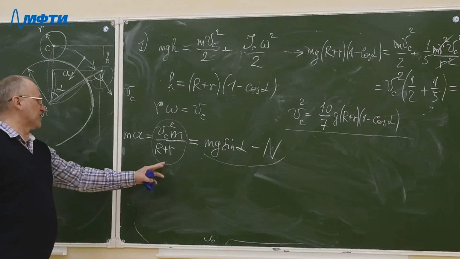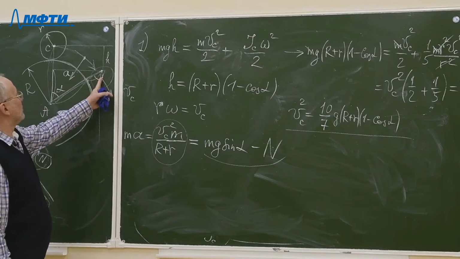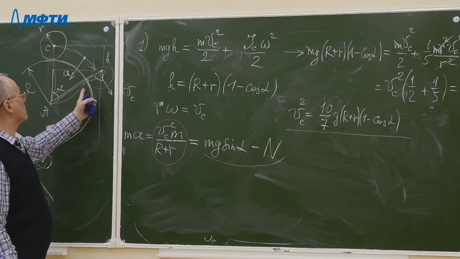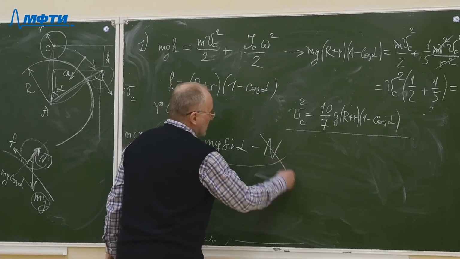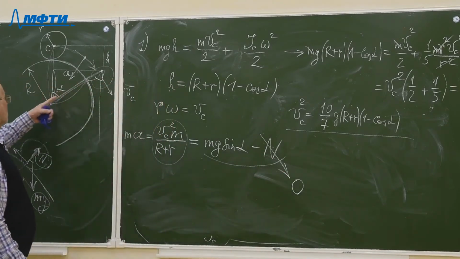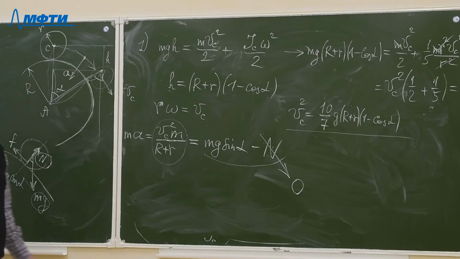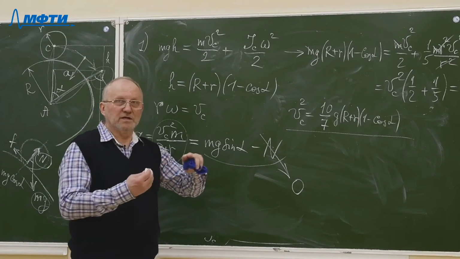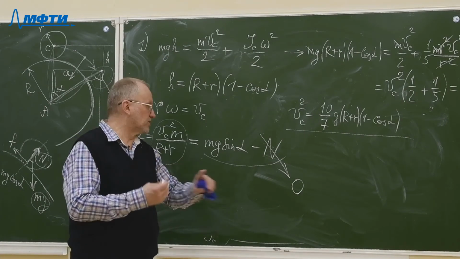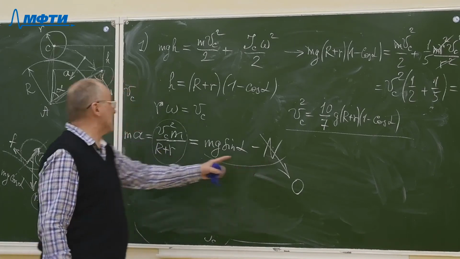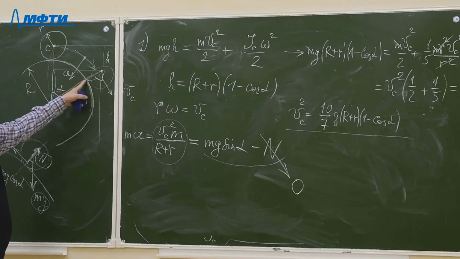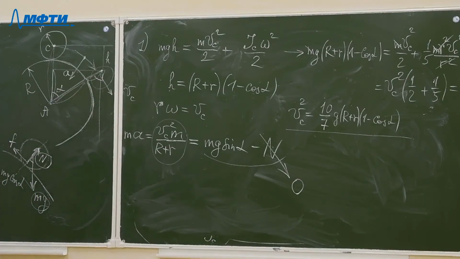This equation gives us a clue what happens when the sphere disconnects from the surface. At this very point when the contact is lost, the force of interaction of the sphere with the surface, this perpendicular force, will be zero. When the sphere does not touch the surface anymore, the force of interaction will be zero, exactly at that angle which we need to find, when the small sphere will disconnect from the cylindrical surface.